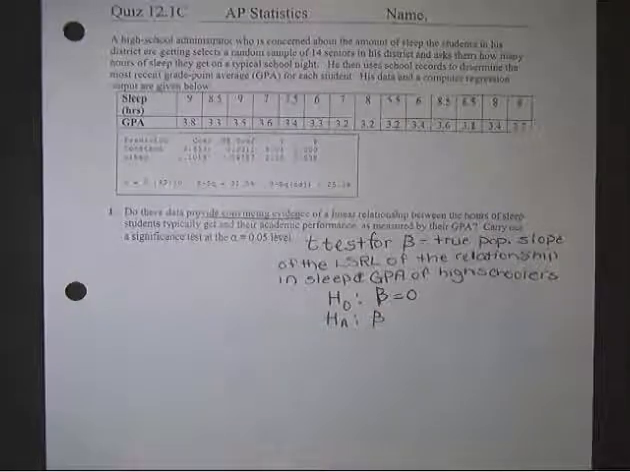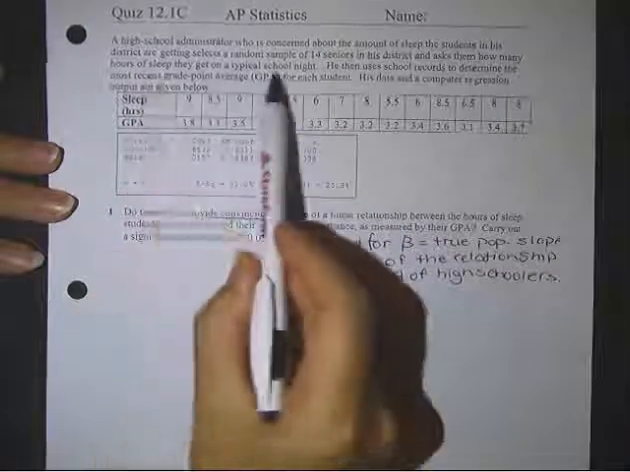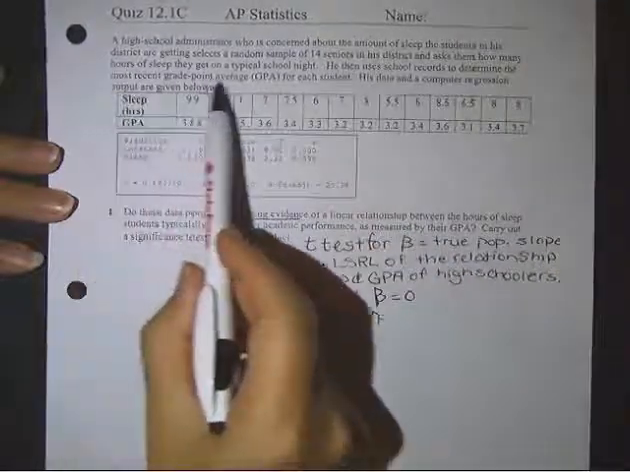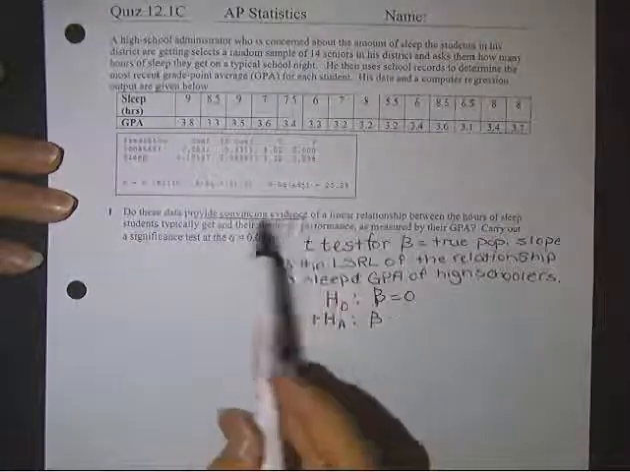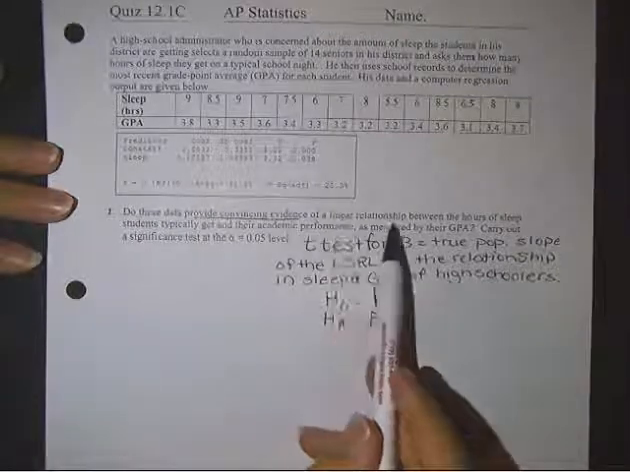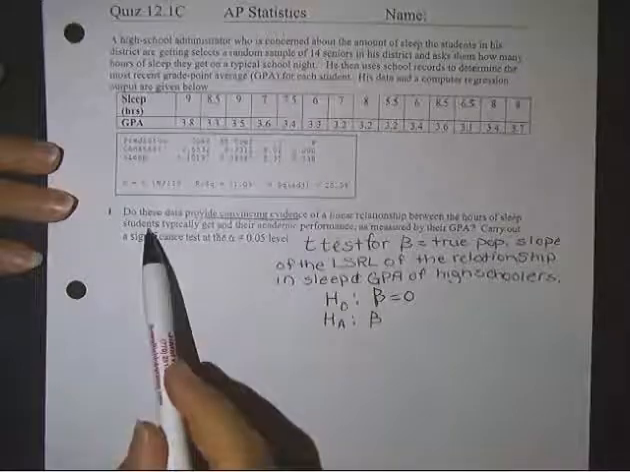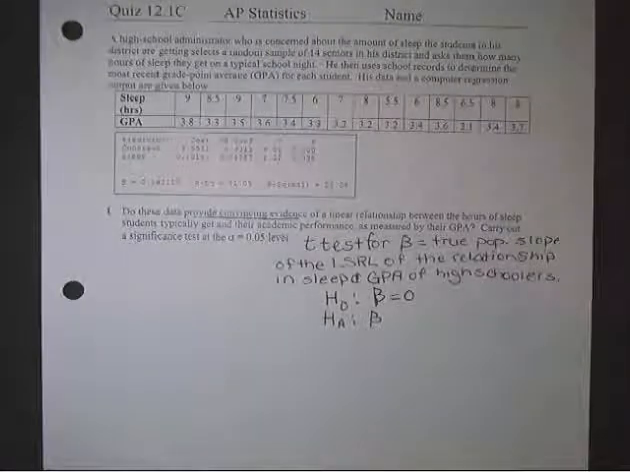And if we look back in the problem, he doesn't ever say the direction here of his test, but it does say, do these data provide convincing evidence of a linear relationship? It doesn't say high or low, even though we assume one direction. Don't put that in your test unless you know for sure which way we're testing. So we're going to do not equal to.